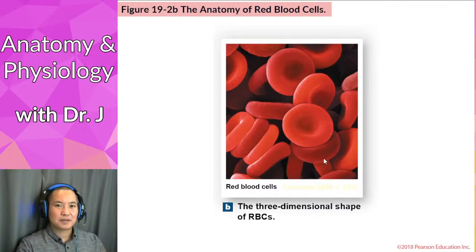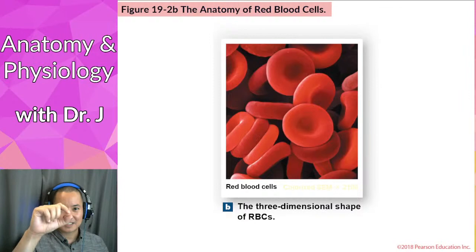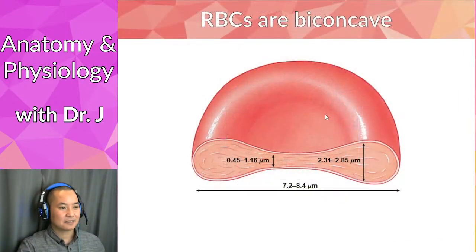But notice that they have this round kind of dimple look. Now, it's not a complete hole all the way through, but it's like if you took a little pancake or mochi and you kind of squished it and pinched it like that, that's kind of like the shape of a red blood cell. So this shape is more specifically called biconcave.